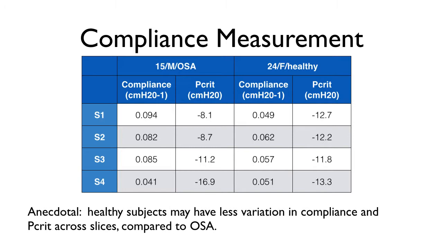Another piece of anecdotal evidence, we haven't gotten great numbers here yet in terms of head-to-head comparisons, but in the healthy subjects we have scanned, there has been less variation in our measurement of compliance and peak rate across slices compared to patients with OSA. And here are just 2 examples. On the left is a subject with OSA, and on the right is a healthy volunteer. You can see the peak rate in the volunteer was always very close to -12, and the compliance also was within 10% of the values for the other slices, whereas there was significant variation in those 2 measures for the patient.